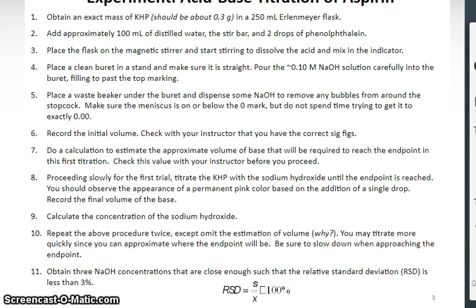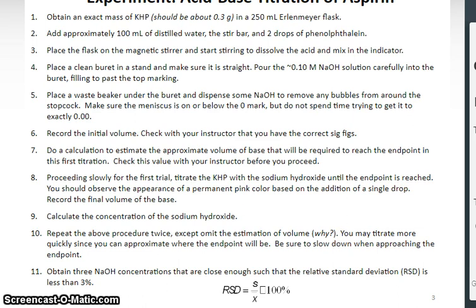So, experiment: acid-base titration of aspirin. Obtain an exact mass of KHP, about 0.3 gram, in a 250 milliliter Erlenmeyer flask. Add approximately 100 milliliters of distilled water, the stir bar and 2 drops of phenolphthalein. Place the flask on the magnetic stirrer and start stirring to dissolve the acid and mix in the indicator.